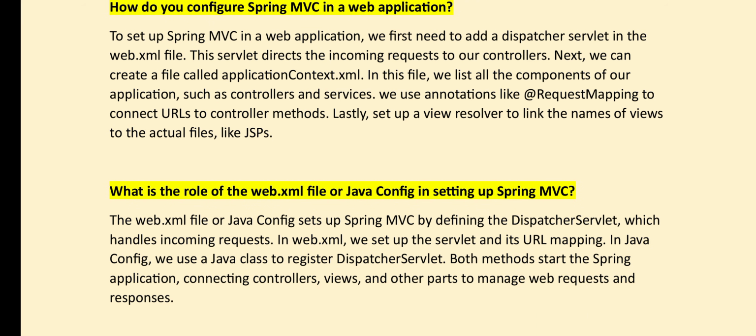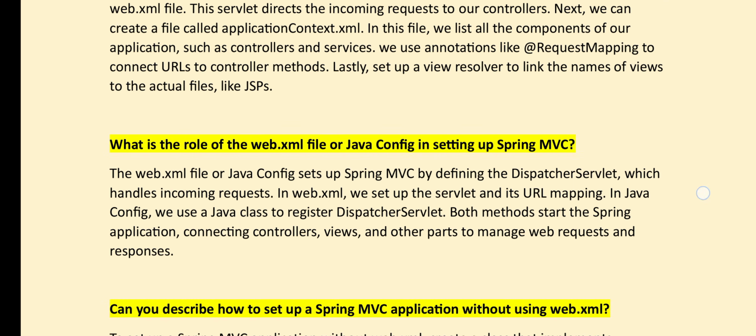What is the role of the web.xml file or Java config in setting up Spring MVC? The web.xml file or a Java config sets up Spring MVC by defining the dispatcher servlet, which handles incoming requests. In web.xml, we set up the servlet and its URL mapping. In Java config, we use a Java class to register dispatcher servlet. Both methods start the Spring application, connecting controllers, views, and other parts to manage web requests and responses.